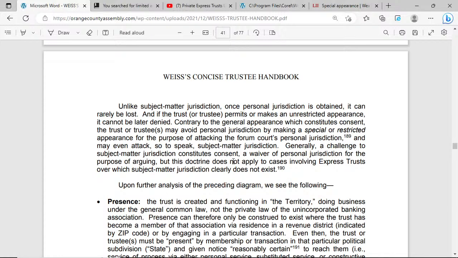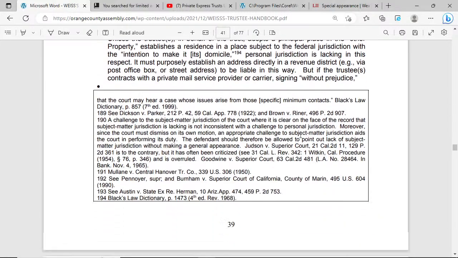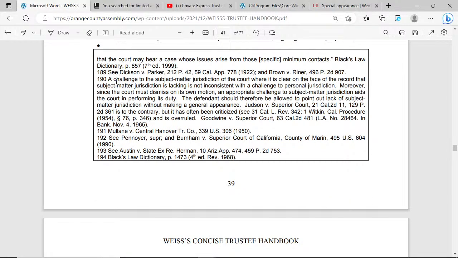Generally, a challenge to subject matter jurisdiction constitutes consent, a waiver of personal jurisdiction for the purpose of argument, but this doctrine does not apply to cases involving express trust over which the subject matter jurisdiction does not exist. This is why I said attack personal jurisdiction first. Hope that makes sense.